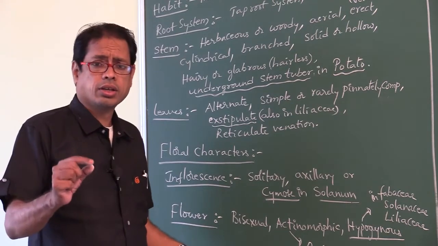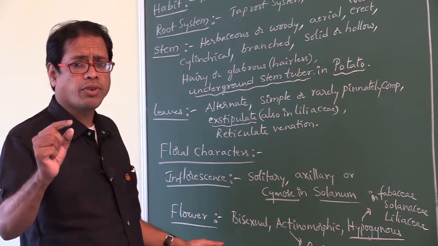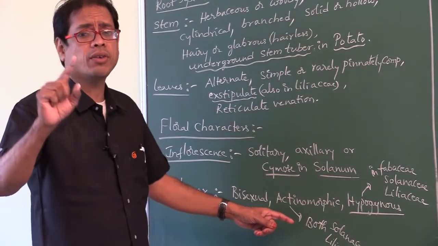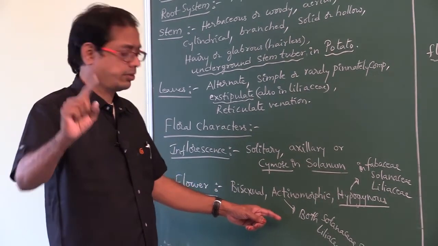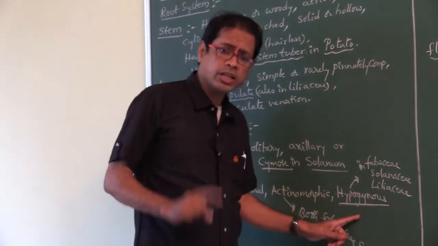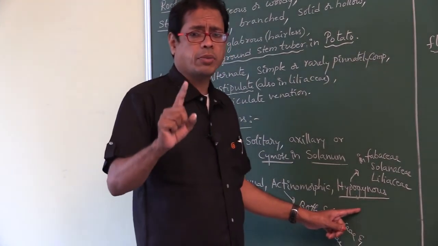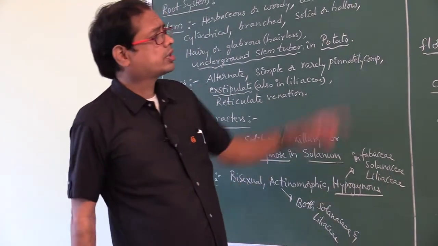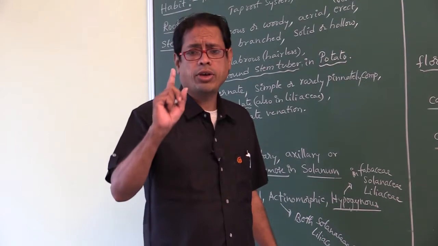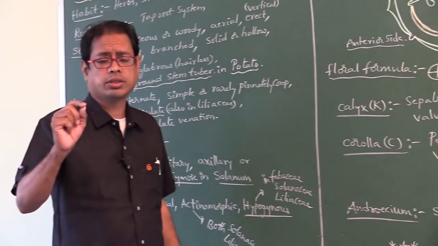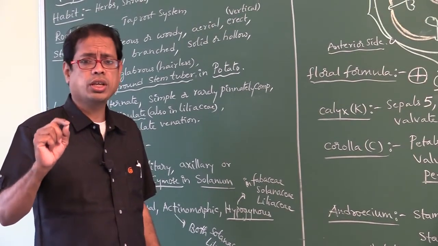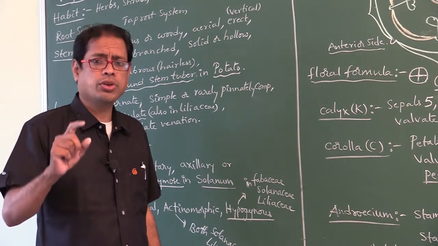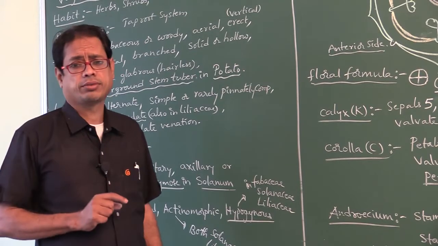Flowers: actinomorphic flowers are found in both Solanaceae and Liliaceae. Zygomorphic flowers are found in Fabaceae. Hypogynous flowers are found in three families: Fabaceae, Solanaceae, Liliaceae. Sepals: 5 sepals fused, with valvate aestivation. Petals: 5 in number, fused, with valvate aestivation.